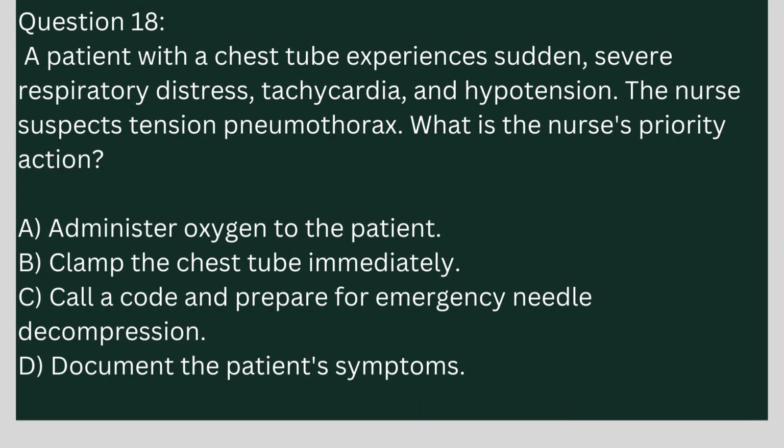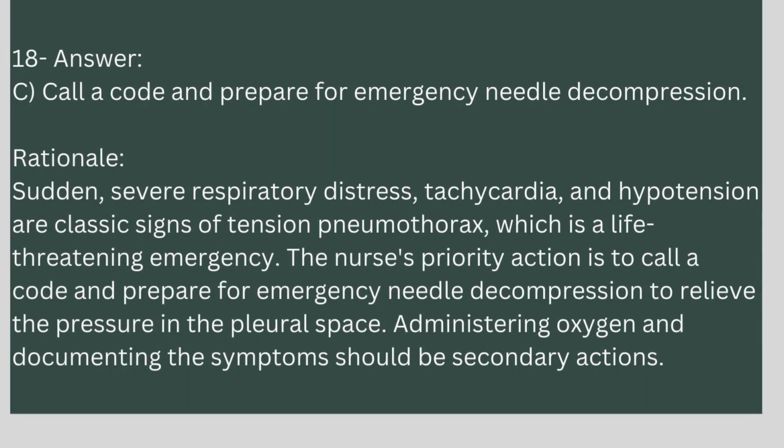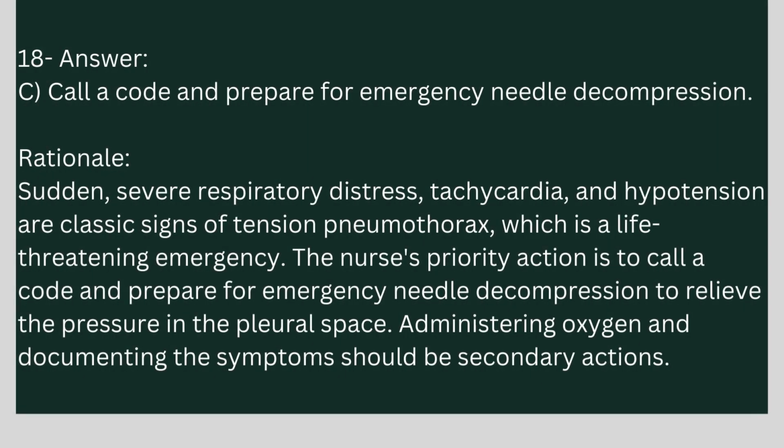Question 18. A patient with a chest tube experiences sudden, severe respiratory distress, tachycardia, and hypotension. The nurse suspects tension pneumothorax. What is the nurse's priority action? A. Administer oxygen to the patient. B. Clamp the chest tube immediately. C. Call a code and prepare for emergency needle decompression. D. Document the patient's symptoms. Answer 18. C. Call a code and prepare for emergency needle decompression.